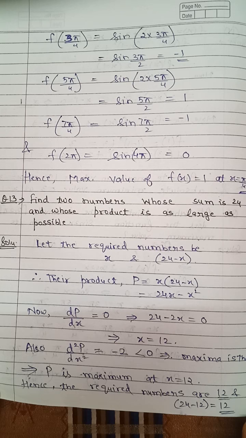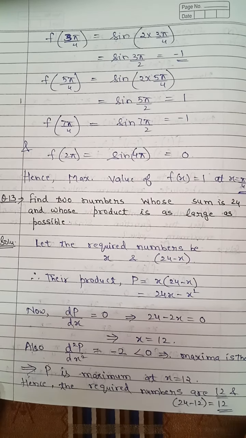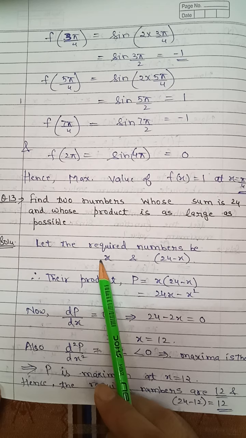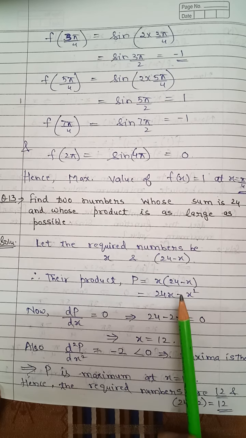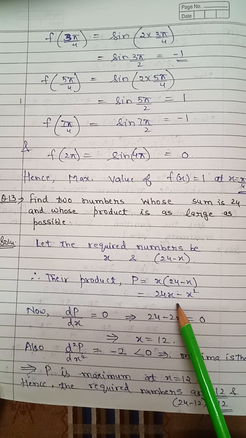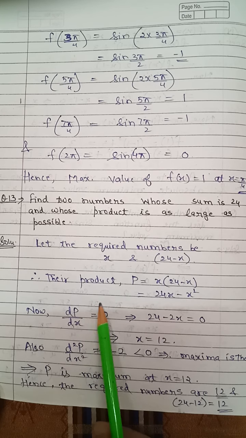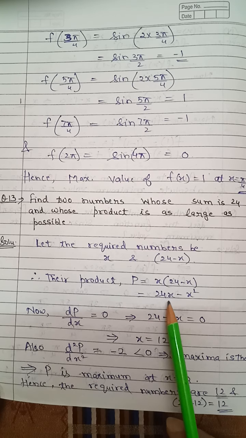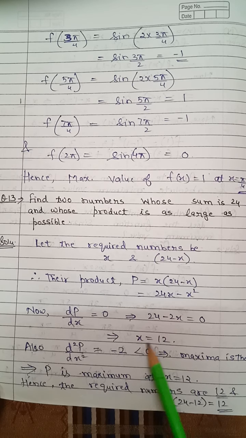See question number 13. Find two numbers whose sum is 24 and whose product is as large as possible. So let us see, if one number will be x, the other will be 24 minus x, as their sum is 24. Now let's see about the product. Product x into (24 minus x), which gives me 24x minus x square. The steps remain the same. Finding out the derivative. This is the derivative, equating it to 0, which gives me x is equal to 12.